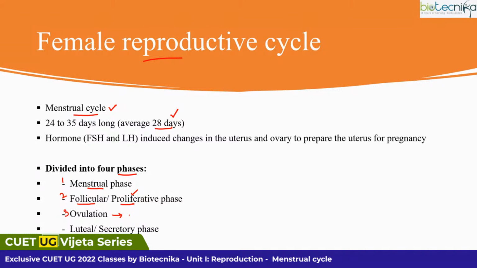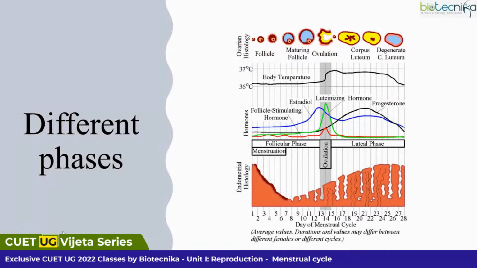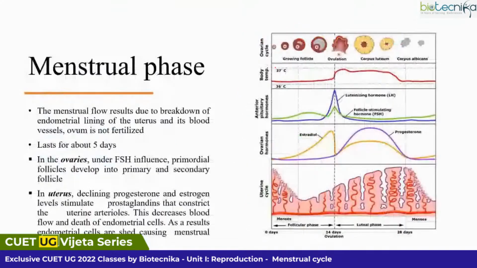Next is the luteal or the secretory phase. This is the fourth phase, known as the luteal or the secretory phase. We'll see their characteristics one by one. The different phases, as you can see, are the menstrual phase, follicular phase, ovulation, and luteal phase. Along with it, we'll see the changes in hormones, the body temperature, and the follicular development.